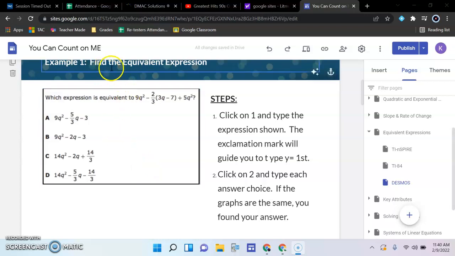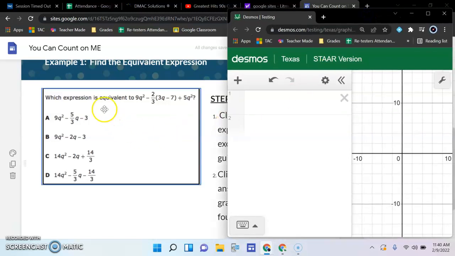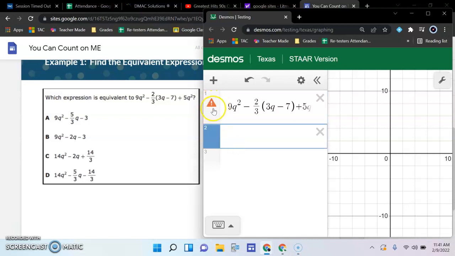In this example, you're going to find the equivalent expression. You have here a question and then you have some answers here. So what you need to do is get your Desmos calculator, and we're going to start typing this expression here. After you finish typing the equation, as you can see, there's this exclamation mark.